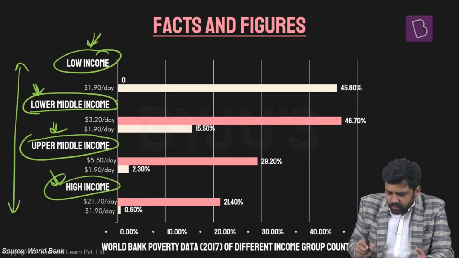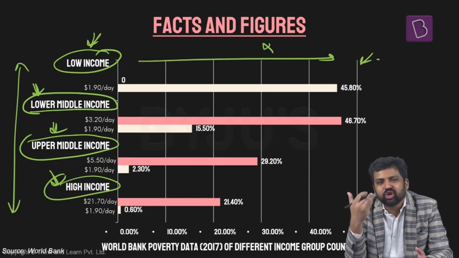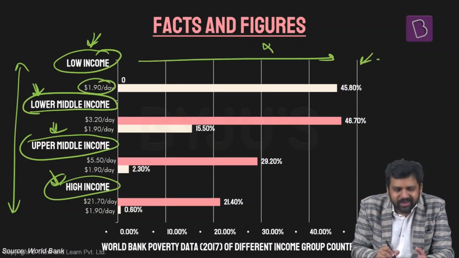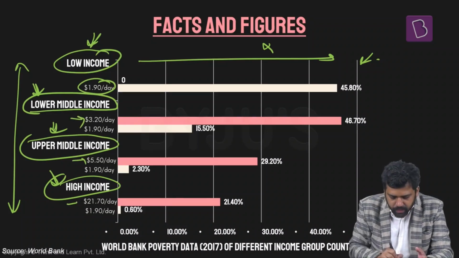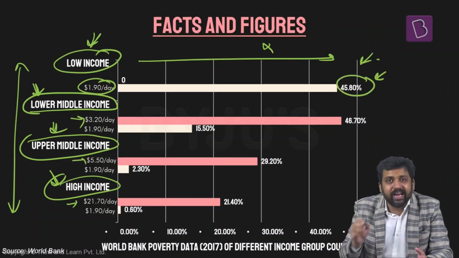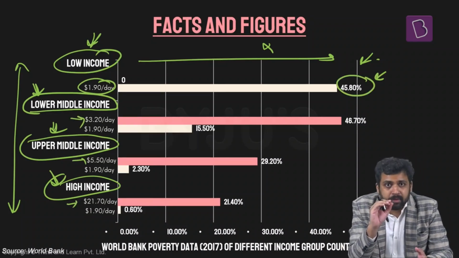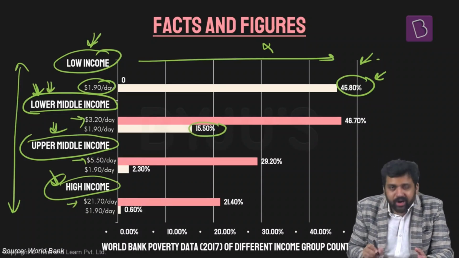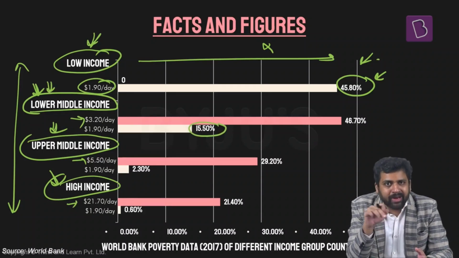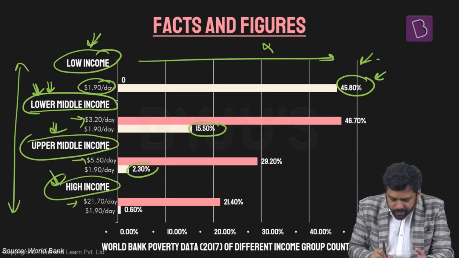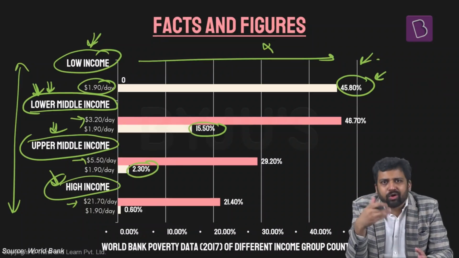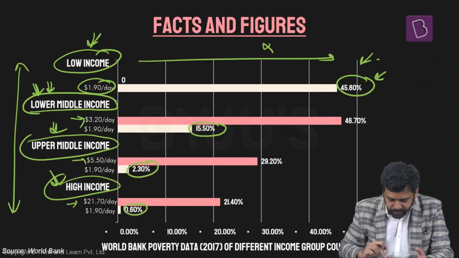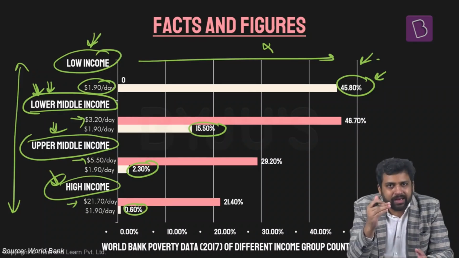Now, one thing you will observe: the x-axis basically tells you the proportion of people who are living below $1.9 per day or below certain thresholds. Right? There are different kinds of thresholds here. So in the low income countries, 45.8% of the population lives below $1.9. Right? So almost half of the population in the low income countries is living on $1.9 per day or less. Now in the lower middle income countries, around 15.5% of the population is living on $1.9 a day or less. In upper middle income countries, around 2.3% of the population lives on or below $1.9 per day. And in the high income countries, like the US and other countries, just 0.6% of the population lives below $1.9 per day.